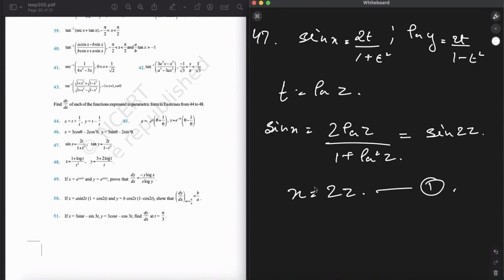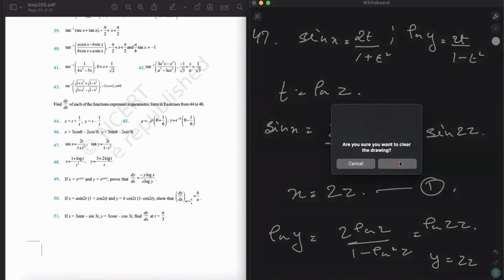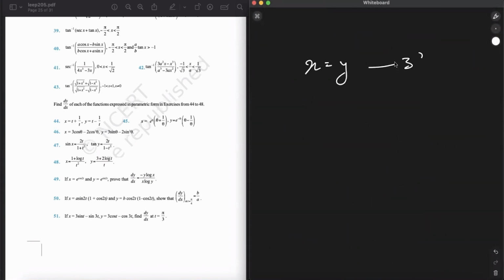And now moving forward, tan y equal to 2 tan z upon 1 minus tan squared z, that is tan 2z. So y is equal to 2z. y is also equal to 2z. That means x is equal to y. This is your critical observation. So in that case, if you find dy by dx, what will it come out to be? 1. Simple answer.